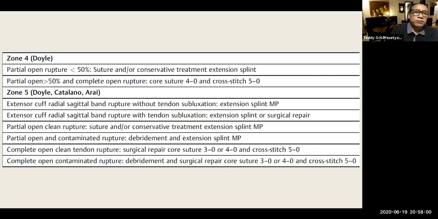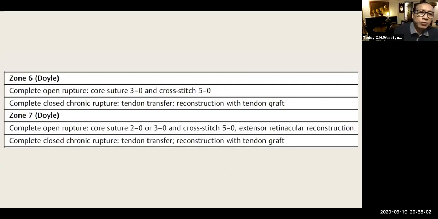All right, still remember zone 6? Yes, at the dorsum of the hand. When it comes with complete open rupture, you just use a core suture. Now you need to consider the core suture, meaning that at zone 6, the volume of the tendon is much greater than the more distal tendon. So then you could use the modified Kessler or the Bunnell technique repair. Then you add it with a cross-stitch suture to add strength.